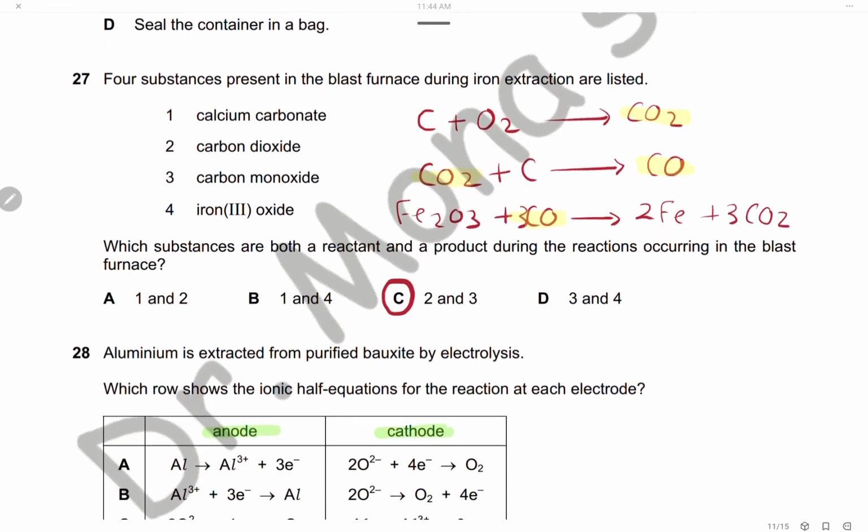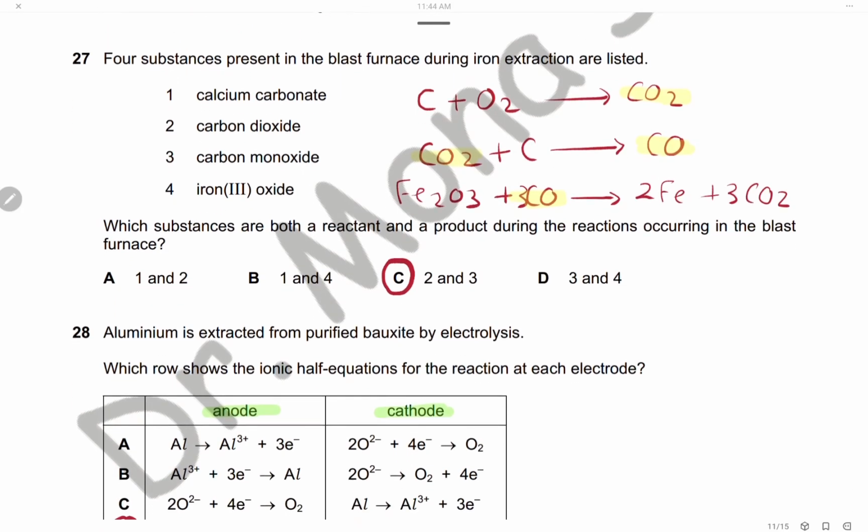Question 27. Four substances present in the blast furnace during the iron extraction are listed: calcium carbonate, carbon dioxide, carbon monoxide, and iron(III) oxide. Which substance is both a reactant and a product during the reactions occurring in the blast furnace? Here, the answer should come from all the reactions in the blast furnace. Which substance can be a reactant or a product?